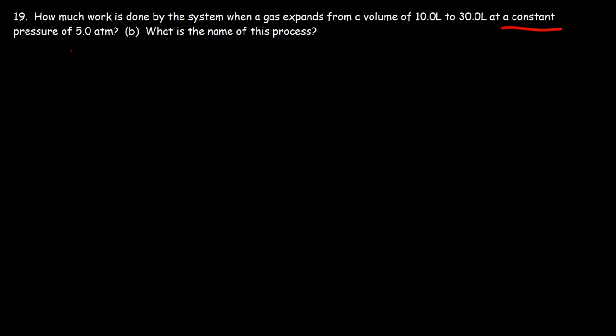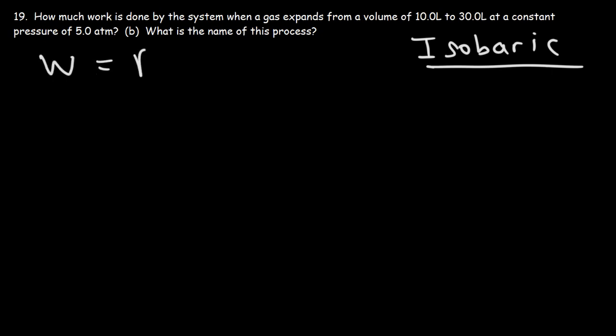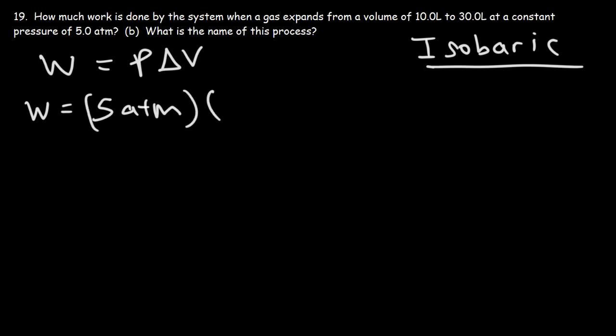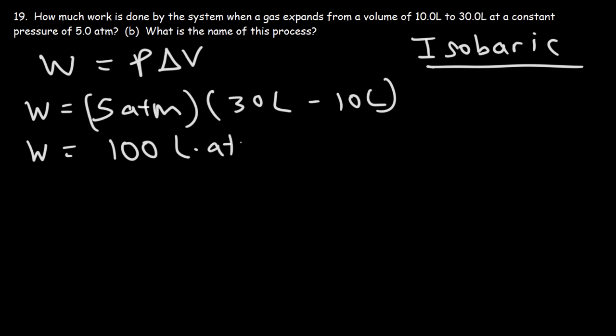Now, we have a process occurring at constant pressure. So we know that this is an isobaric process. How do we calculate the work done during an isobaric process? The formula is pressure times the change in volume. So the pressure is 5 atm. The change in volume is the final volume, which is 30 liters, minus the initial volume of 10 liters. So that's a change of 20 liters. 5 atm times 20 liters is 100 liters times atm.